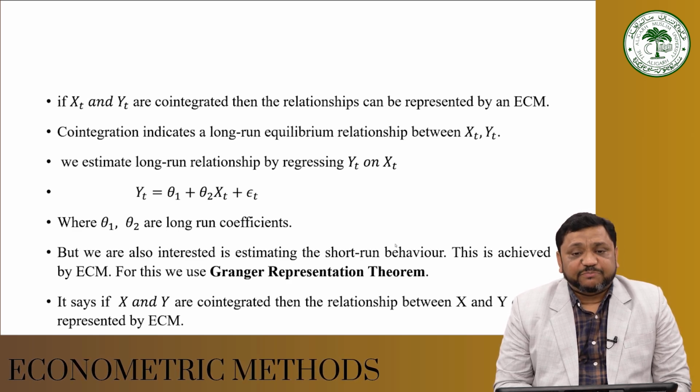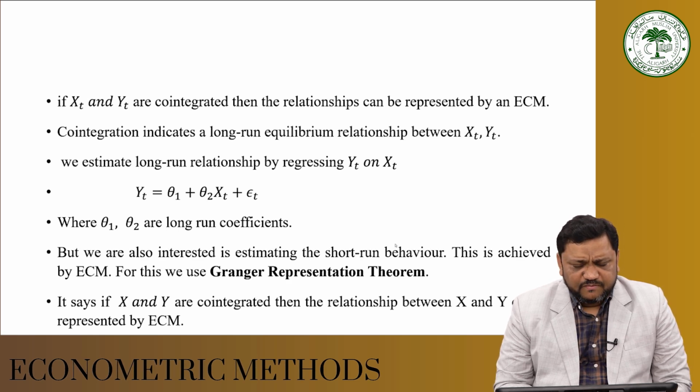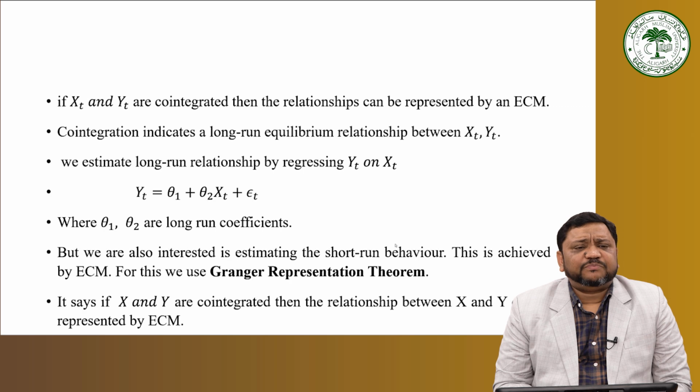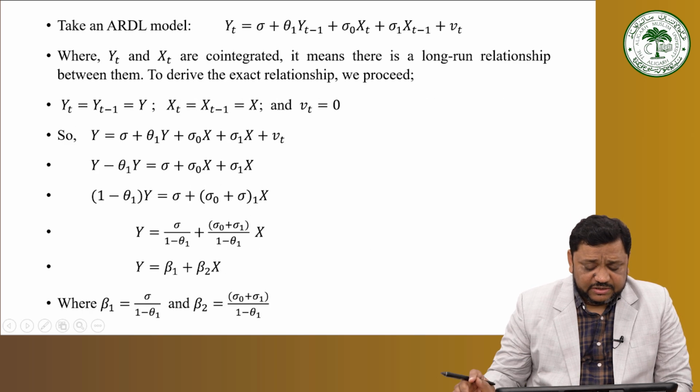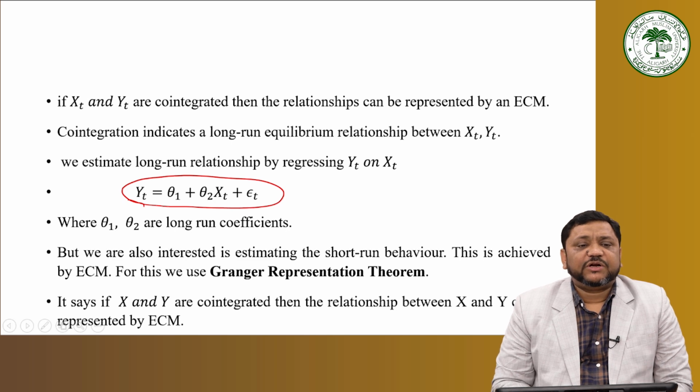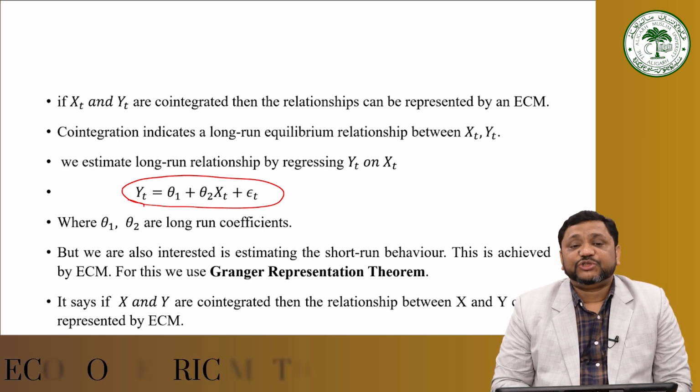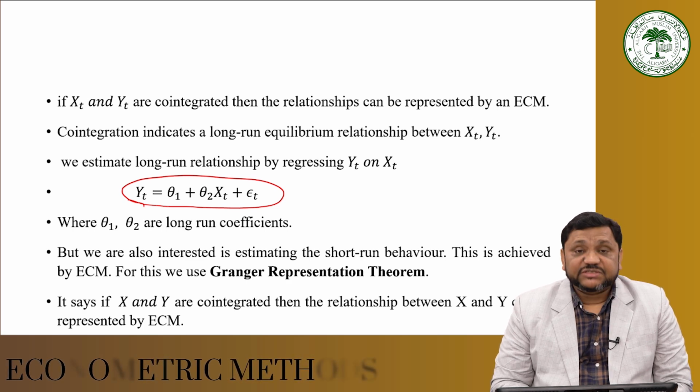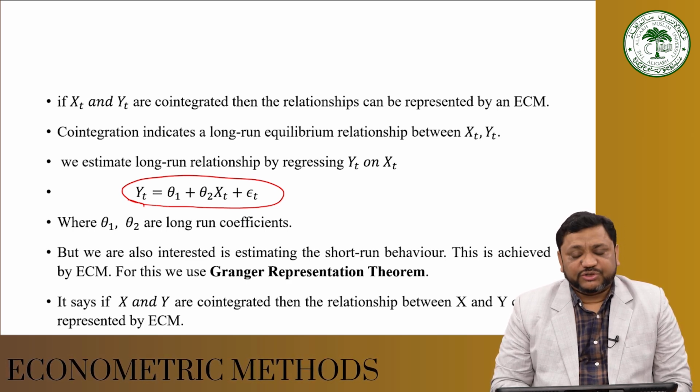This error correction term captures the short run dynamics of this adjustment process. Say we estimate a long run relationship by regressing yt on xt, and we get yt is equal to theta 1 plus theta 2 xt plus epsilon t, where theta 1 and theta 2 are the long run coefficients. But we are also interested in estimating the short run behavior. This is achieved by this error correction model.